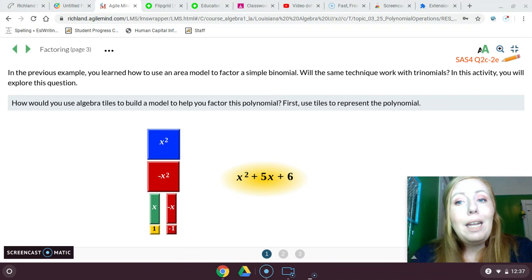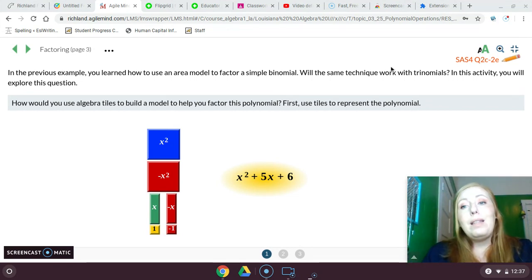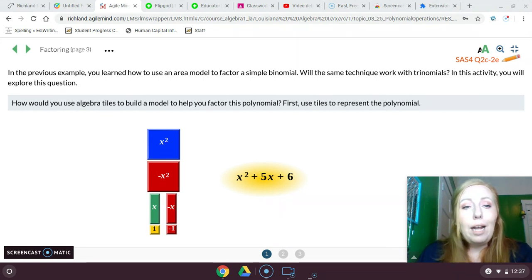Will this same technique work for trinomials? Think about it. This word tri means 3. So we're going to be looking at problems with 3 factors, and in this activity, you will explore this question. How would you use algebra tiles to build a model to help you factor this polynomial? First, use tiles to represent the polynomial.